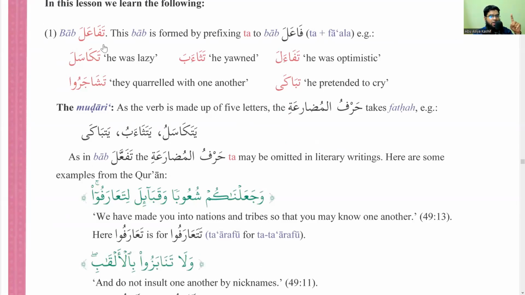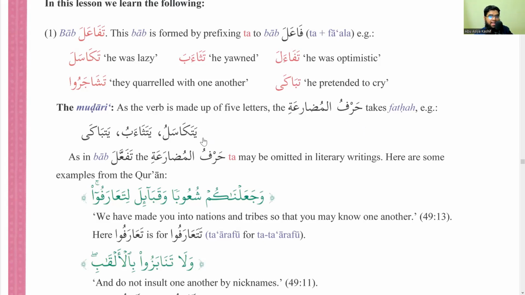The mudari, as the verb is made up of 5 letters. It's not 4, it's 5. 1, 2, 3, 4, 5. So the harful mudari will take a fatha, because if it's form 2, 3, or 4, we'll give it a dhamma. Darrasa, you darrisu. Then jahada, you jahidu. Qatala, you qatilu. And aslama, yuslimu. But here it's 5 letters, so we'll give it a fatha.